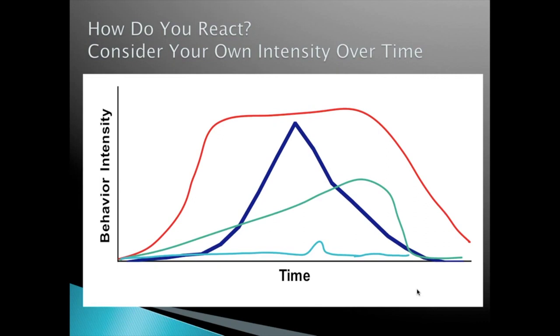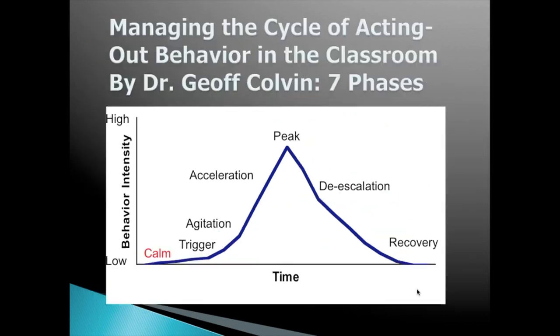So this type of cycling or these phases are different in all humans. And what we will focus on for the rest of this time is what that looks like typically from a student in those 7 phases. According to Colvin's research, this is how we as adults and certainly as educators can manage the cycle of acting out in the classroom, by understanding that there are 7 phases that students go through, and how we as adults can help to prevent peak being reached.